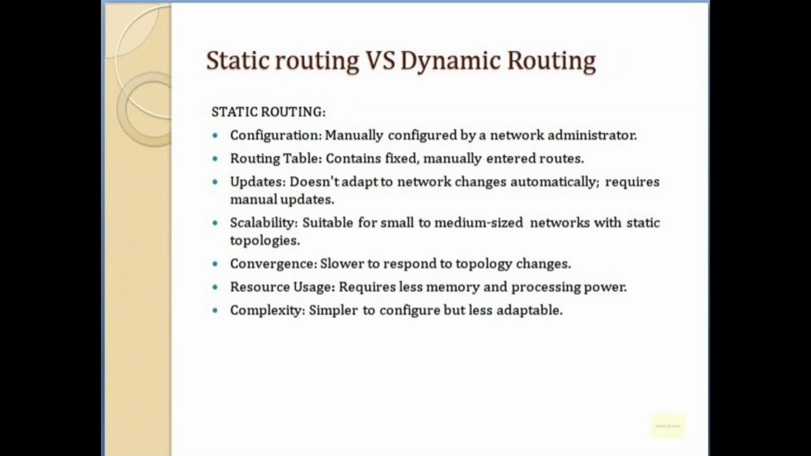Now, let's end this and compare static routing to dynamic routing. For static routing, the configurations are manually configured by a network administrator. The routing table contains fixed and manually entered routes. It doesn't update to network changes. It requires manual configuration, so it is suitable for small to medium sized networks with static topologies. It is slower to respond to topology changes. It requires less memory and processing power. While it is simpler to configure, it is less adaptable.